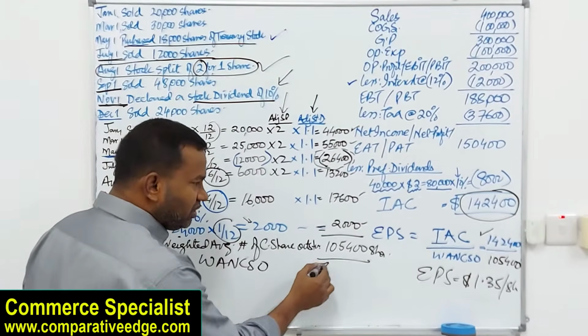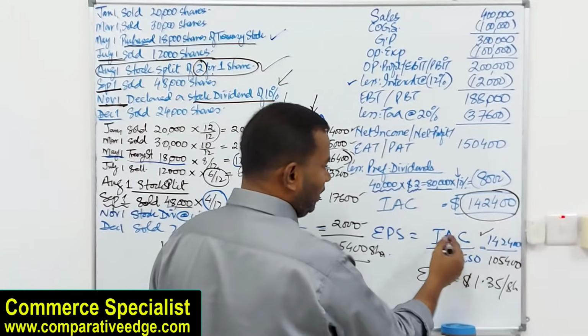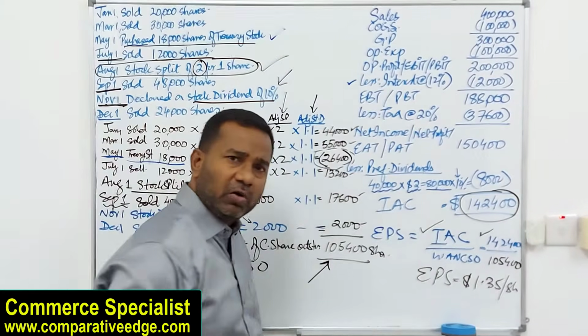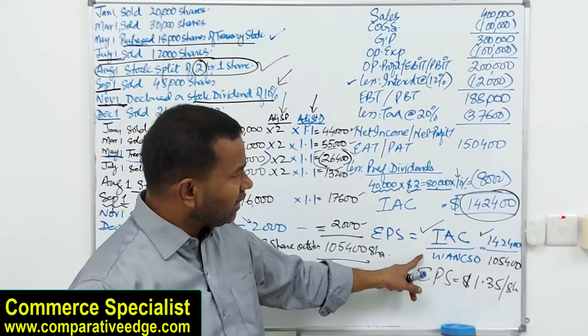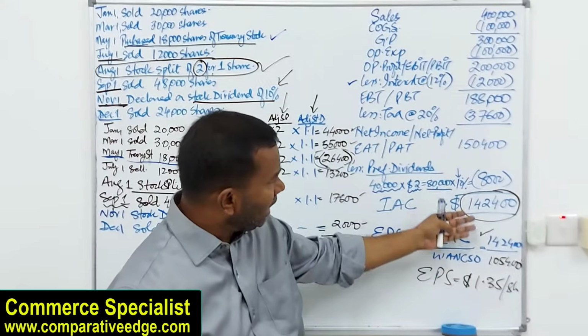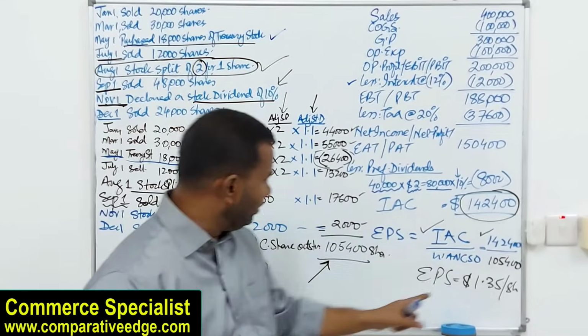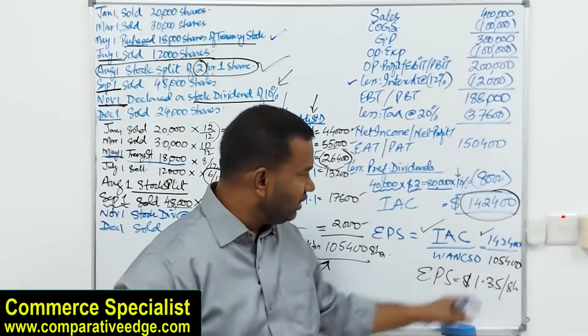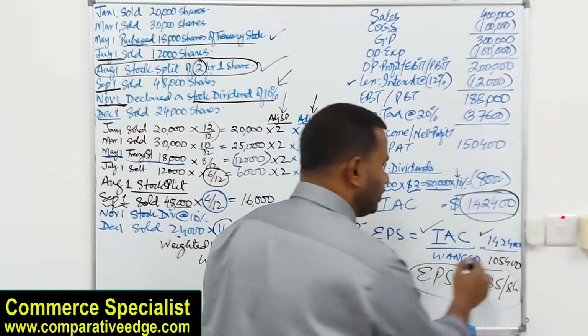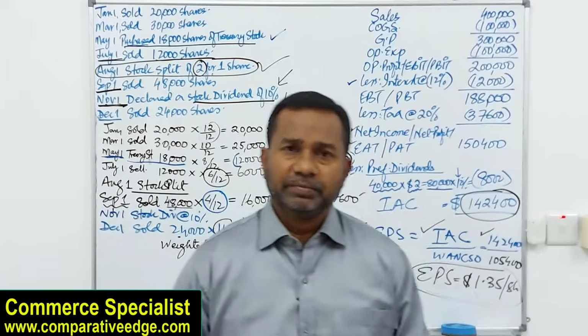In the end, I'm going to add all the shares, but subtract the treasury stock shares. I get my weighted average number of shares. So remember the formula, income available for common shareholders divided by weighted average number of shares. Income available for common shareholders is calculated here. I took it in the numerator, weighted average number of shares, I divide, and I got earnings per share, which is $1.35. Guys, now what?